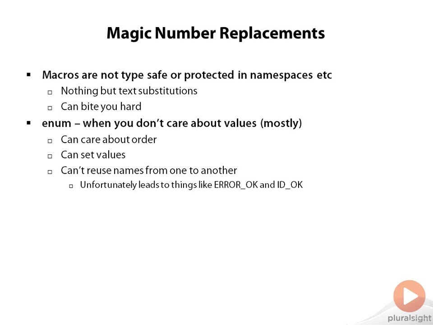The one downside is that the names have to be unique. So people then call things error okay and ID okay in order to tell those two okays apart. Not crazy about that. You just need to know that it's there, and there is a namespace approach available to you if you prefer.